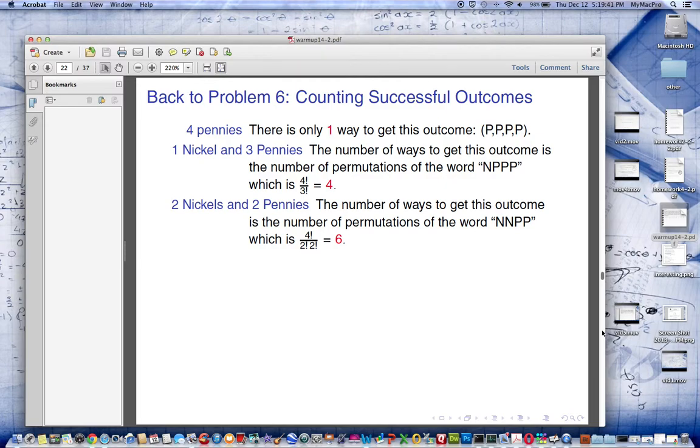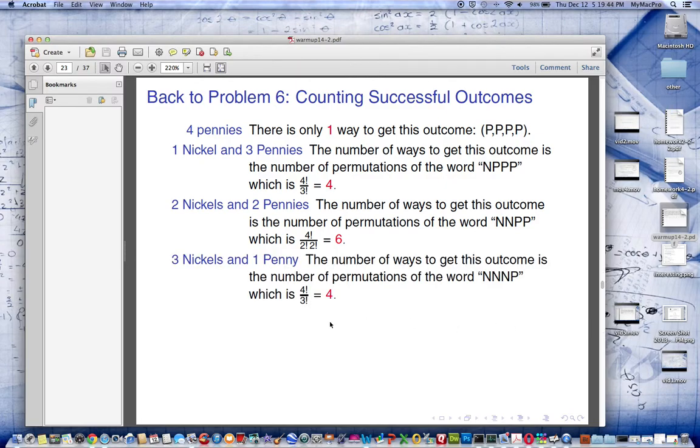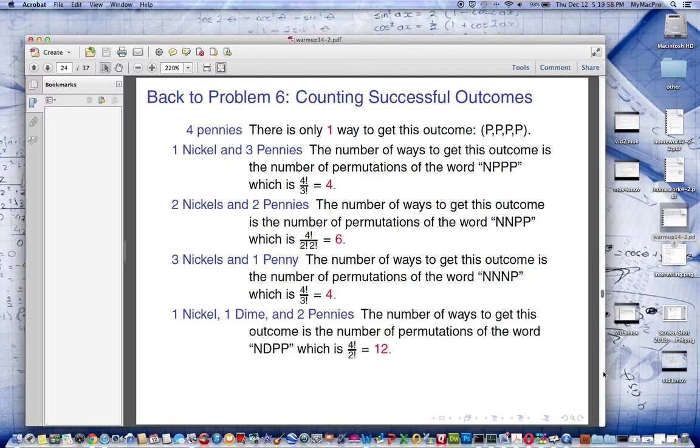How about 3 nickels and 1 penny? Same thing as 3 pennies and 1 nickel, right? 4 factorial over 3 factorial. Okay, 3 nickels make 15. I cannot have 4 nickels, so 3 nickels is the limit. But I can have 1 nickel, 1 dime, and 2 pennies. 1 nickel and 1 dime is 15, plus 2 is 17. So I have N, D, P, P. So it's 4 factorial divided by 2 factorial, so 12.